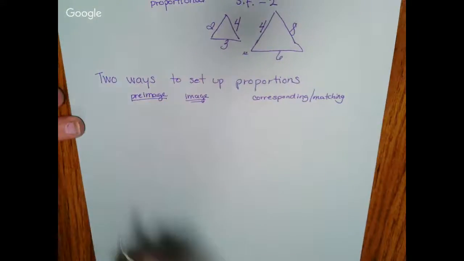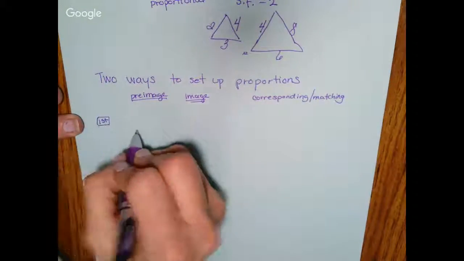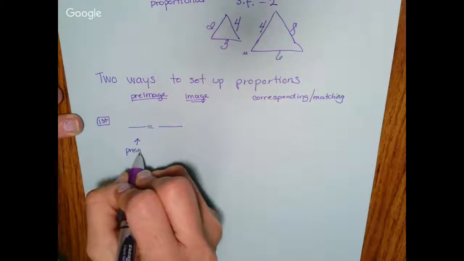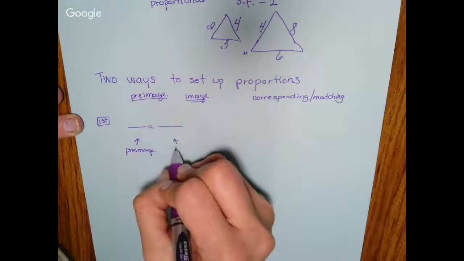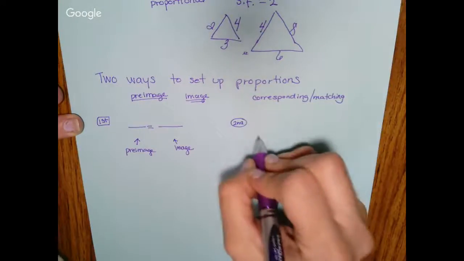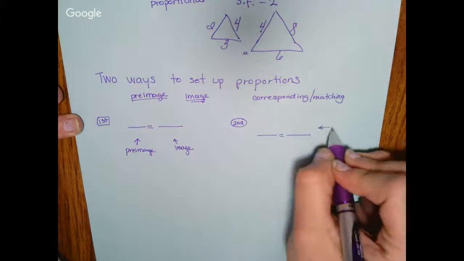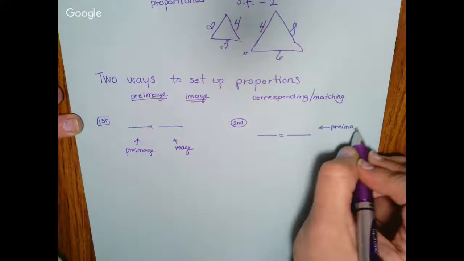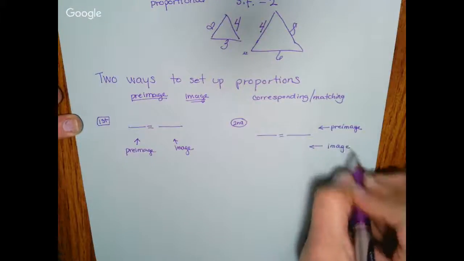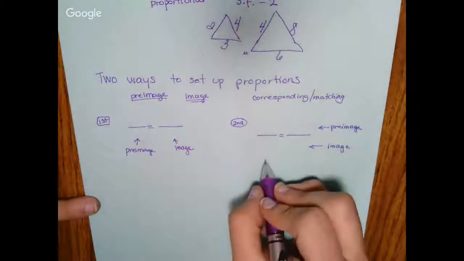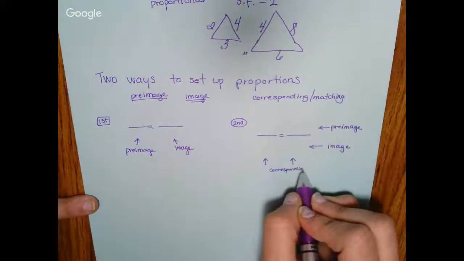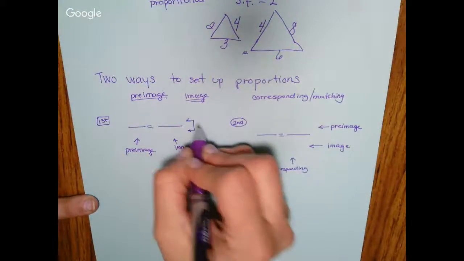So the first way is when we set up our proportion, the first fraction is our pre-image, and our second fraction is our image. The second way is when we set up our proportions, both of our numerators relate to our pre-image, and both of our denominators relate to our image, in which case each of these would be our corresponding pieces. And I'll demonstrate this in a second.